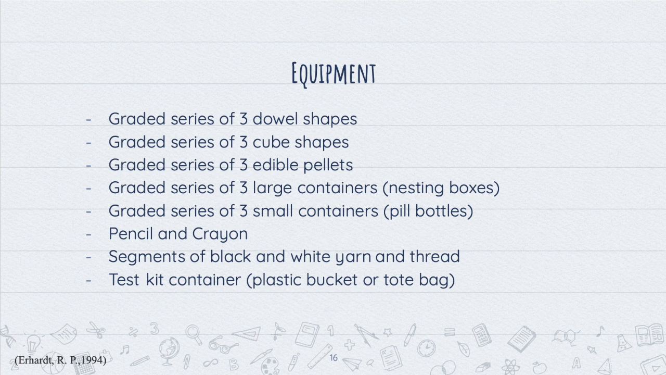Equipment includes a graded series of 3 dowel shapes, approximately 1 cm to 2.5 cm diameter, a graded series of 3 cube shapes, approximately 3 cm to 6 cm wide, graded series of 3 edible pellets, approximately 5 mm to 1.5 cm in diameter, graded series of 3 large containers, nesting boxes, approximately 5 cm to 8 cm wide, graded series of 3 small containers, pill bottles, approximately 1 cm to 3 cm diameter, a pencil, which is 7 mm in diameter, and a crayon, which is 1.5 cm in diameter, segments of black and white yarn and thread, and a test kit container, which is a plastic bucket or a tote bag.